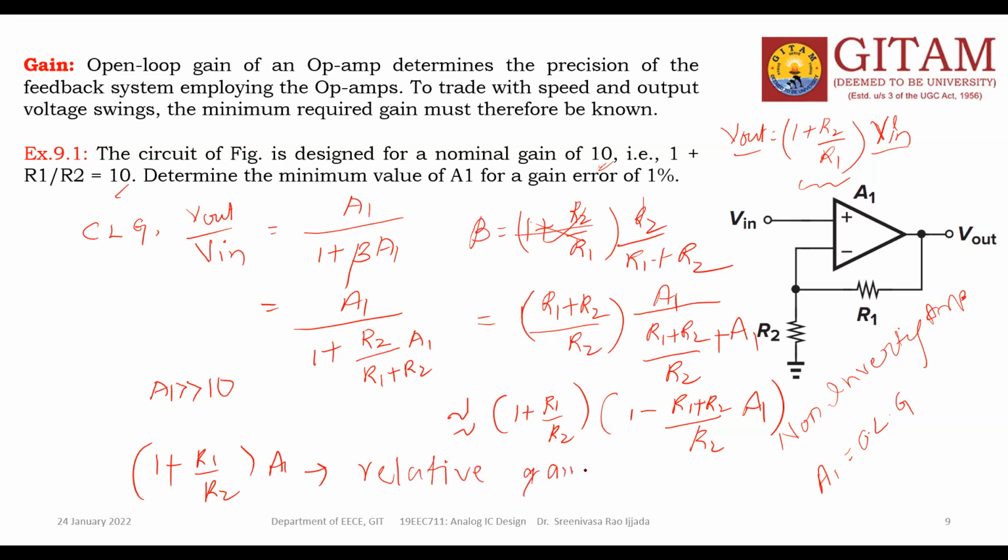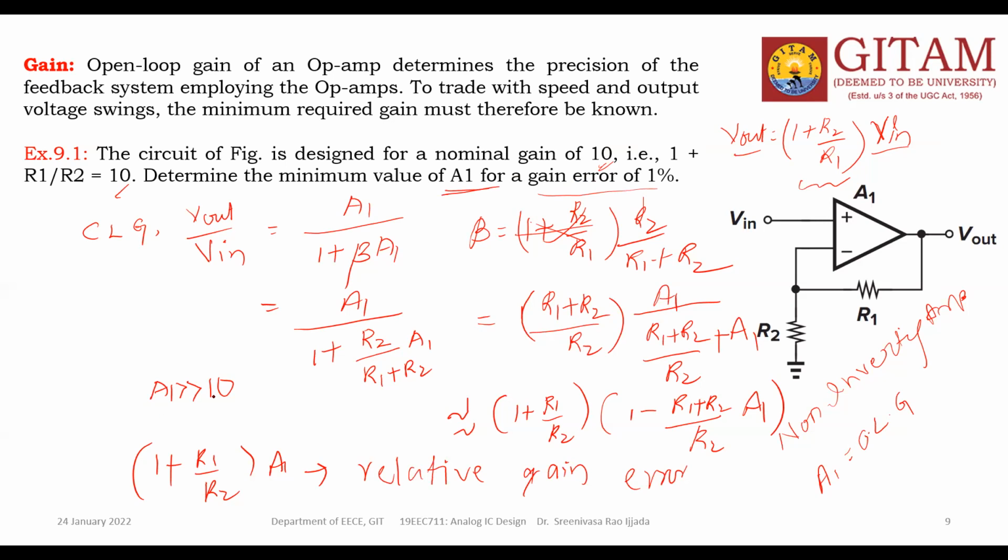Gain error. Yes, so what is it saying? 1% of error. What is the value of A1 for a gain error of 1%? So for 1% of gain error, this is the A1 value. A1, this is the condition.